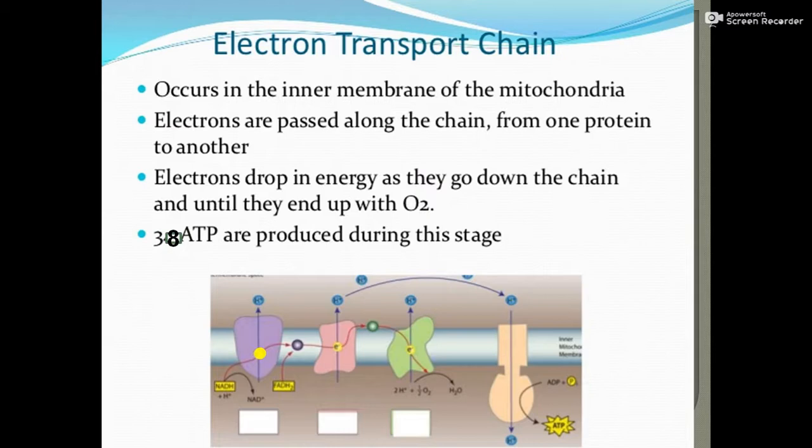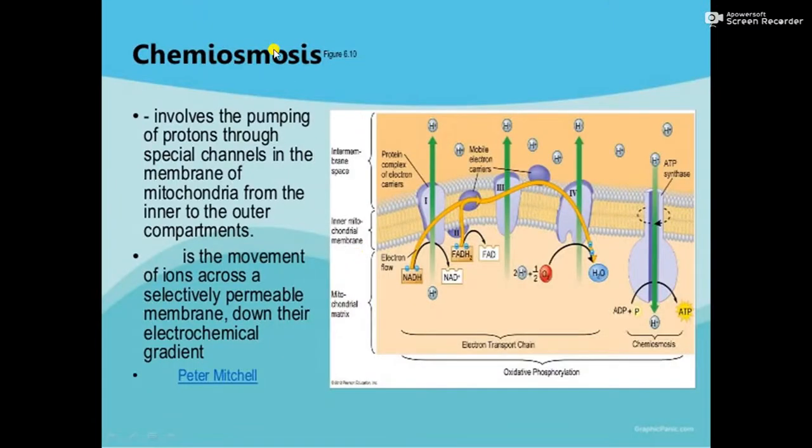It occurs in the inner membrane of the mitochondria. Electrons are passed along the chain from one protein to another protein. These are the proteins, and the electron passes from one protein to another. Electrons drop in energy as they go down the chain until they end up with oxygen. 38 ATP are produced during this stage.